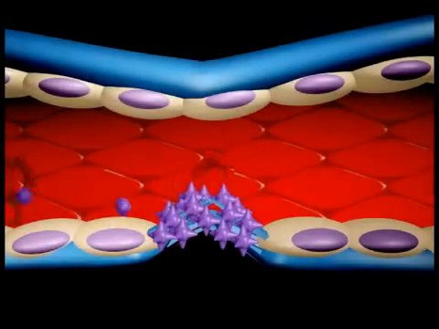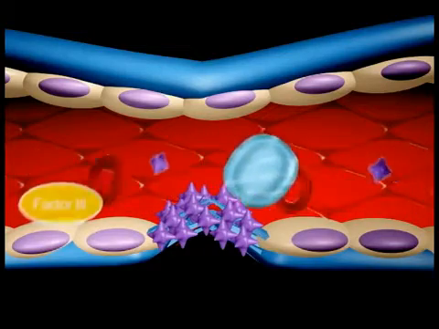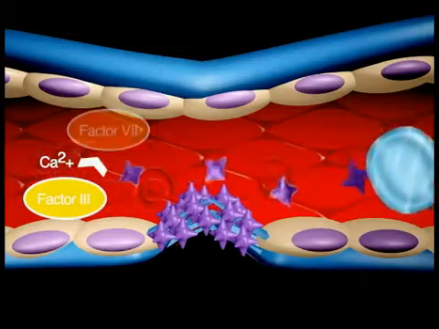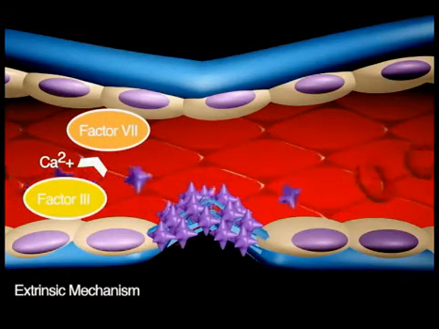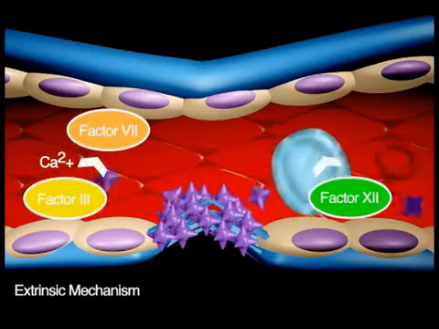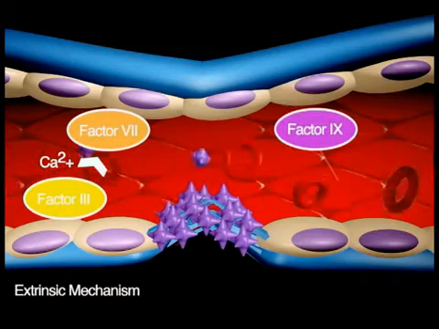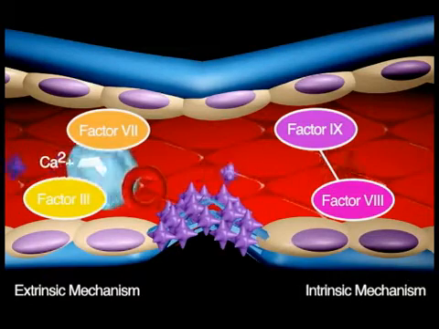The next hemostatic mechanism is coagulation. Damaged tissue releases factor 3, which with the aid of calcium will activate factor 7, thus initiating the extrinsic mechanism. Factor 12 from active platelets will activate factor 11, which will activate factor 9 together with its cofactor, factor 8, thus initiating the intrinsic mechanism.